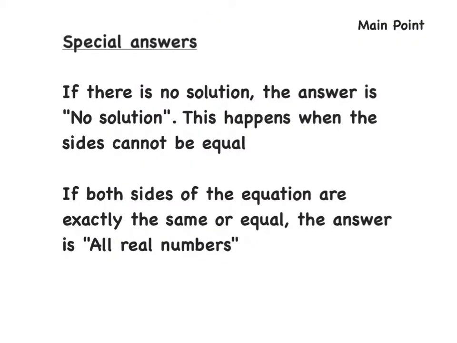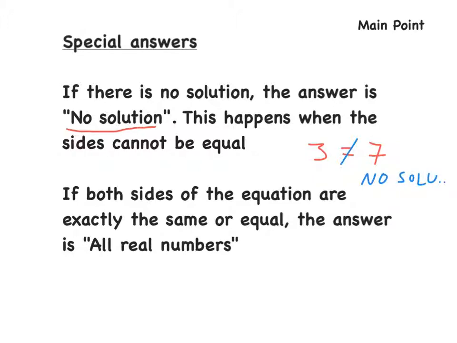So there are a couple of special circumstances. This might be a little confusing at first, but I'm going to show you what I mean in the following examples. So if there is no solution, the answer is no solution. That's all that you have to put. It happens when the sides cannot be equal. So for example, if you simplify all the way through, and it comes up 3 is equal to 7, you see how these are definitely not equal to each other? So if they're not equal to each other, then the answer would be no solution.